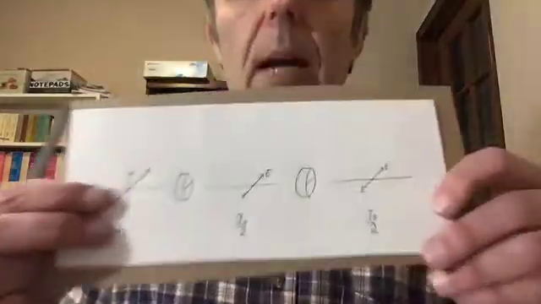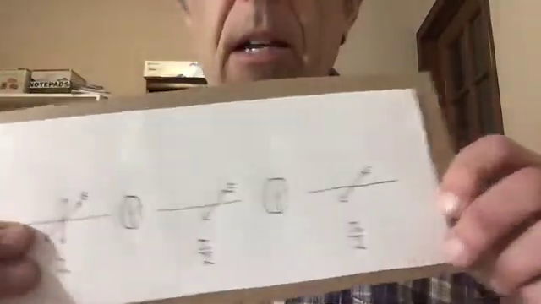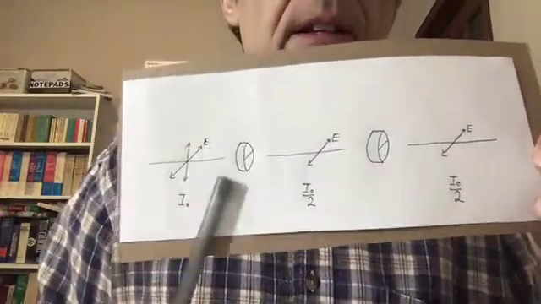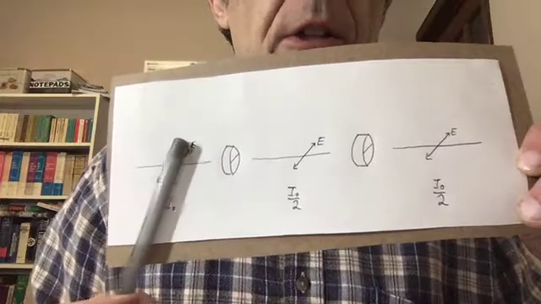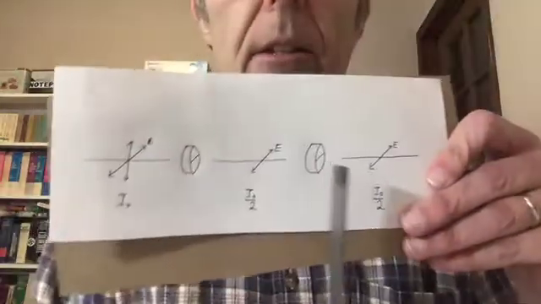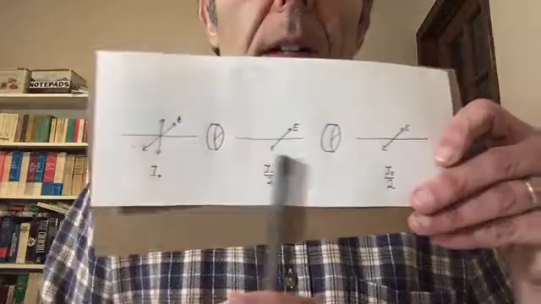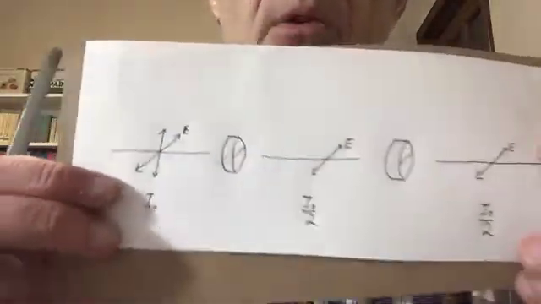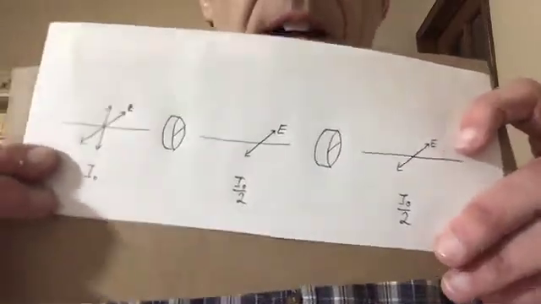Let's do something a little more complicated. Let's take two polarizers. So you start with unpolarized light. Electric field goes in every direction. You pass it through a polarizer, and now you have linearly polarized light. Half the intensity is gone. Now we're going to pass it through a second polarizer.